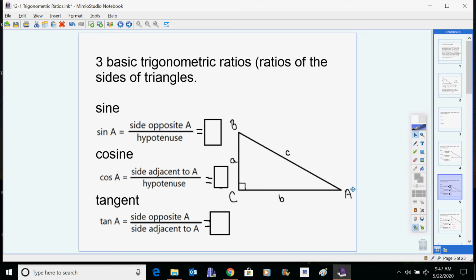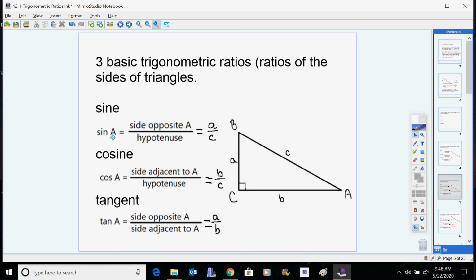So for sine here, the opposite of A is a, and the hypotenuse is c. So whatever numbers were there, a over c would be your ratio for the sine of A. For the cosine of A, the adjacent side is b, the hypotenuse is c, so it would be b over c. For the tangent, the opposite is a, and the adjacent is b, so it would be a over b.